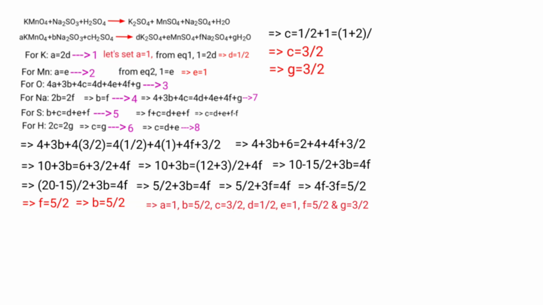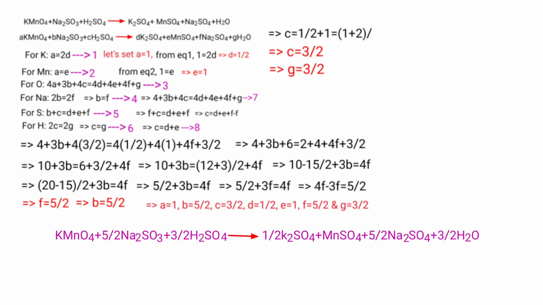Now you can apply the A, B, C, D, E, F, G values in the above equation. So KMnO4 + 5/2 Na2SO3 + 3/2 H2SO4 gives us 1/2 K2SO4 + MnSO4 + 5/2 Na2SO4 + 3/2 H2O.